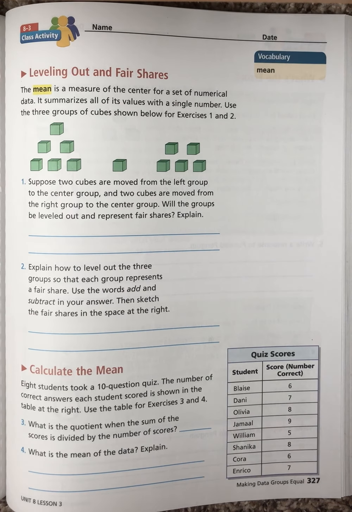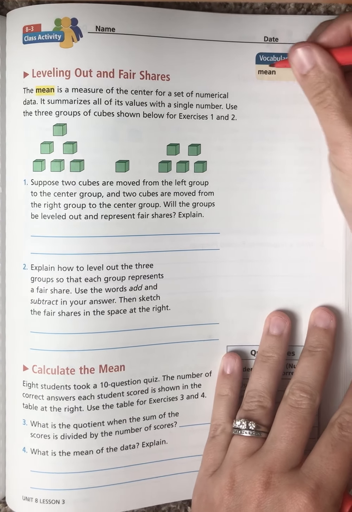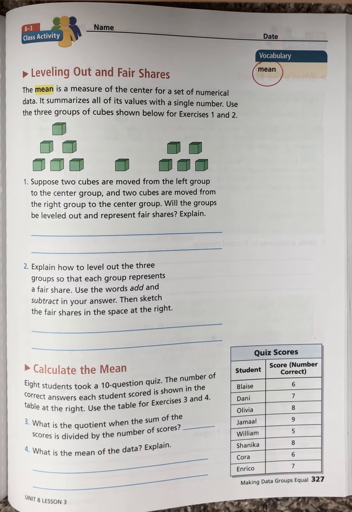Hey sixth graders, this is lesson 8-3. We're continuing our conversations about data and statistics. And today we're going to be talking about making data groups equal, which has to do with finding the average. And the mathematical word for average is mean.